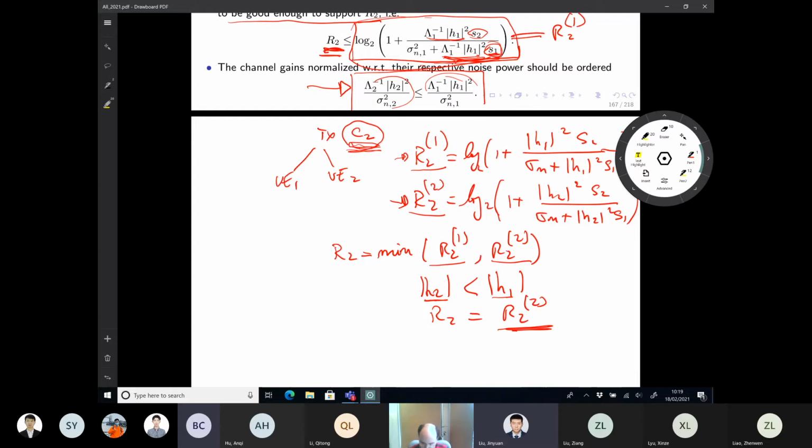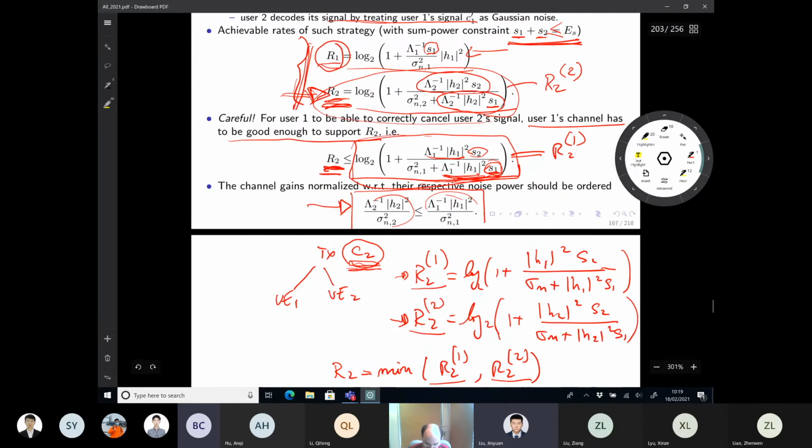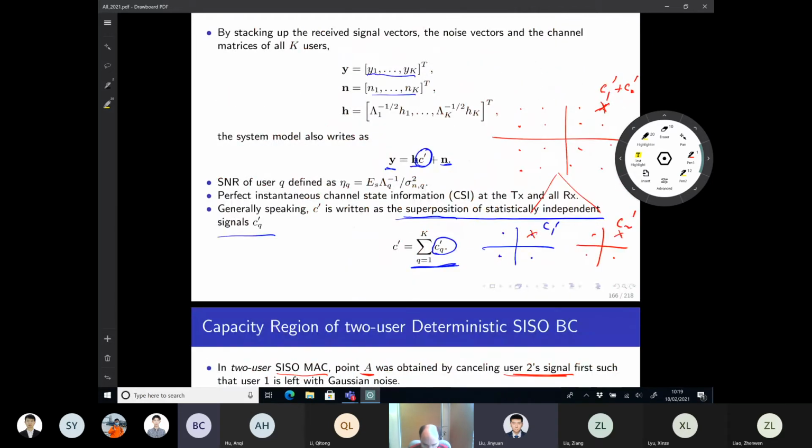Okay. Yeah, and also I have another question about the superposition you mentioned before this page. I'm a little bit confused about why you add the QPSK and then it becomes the 16 QAM. I'm a little bit confused about the superposition.